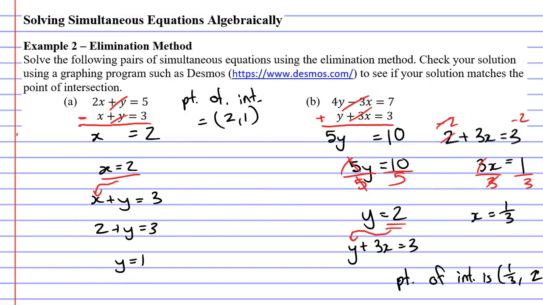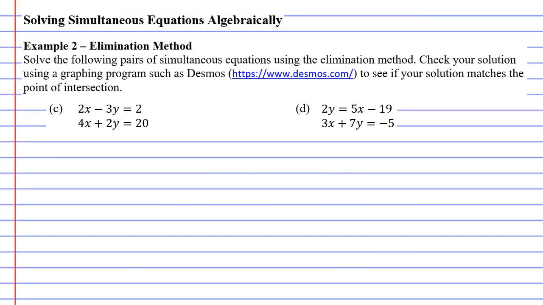All right, we've got 2 more examples that we're going to go through, questions C and D. So let's look at question C. The x's line up, the y's line up, the equal sign and the numbers line up, which is great. But we're faced with a bit of an issue. The issue is that neither the x's nor the y's have the same coefficient. The x's have a coefficient of 2 and 4. The y's have a coefficient of 3 and 2.